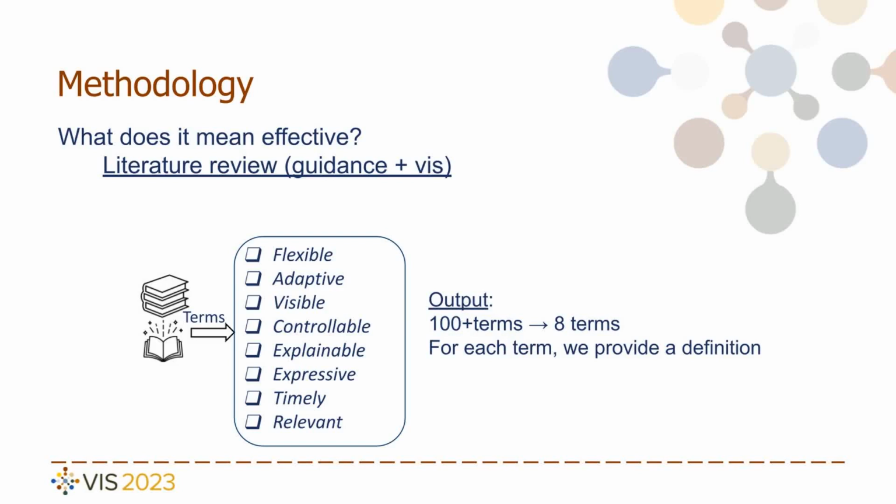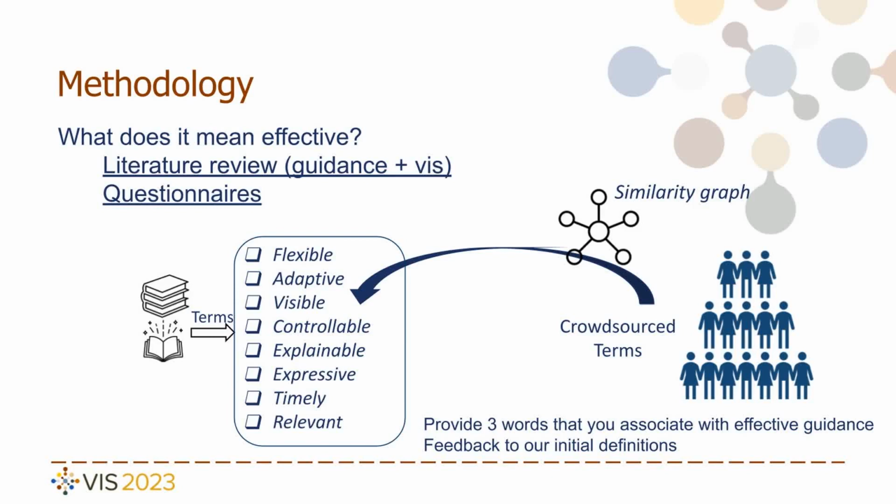So, we performed a thorough literature review comprising evaluation approaches. The result of this phase was a set of more than 100 terms and words, which we eventually reduced to our final list of 8 quality criteria. In parallel to the literature review, we also sent out a set of questionnaires to ask visualization experts their opinions about the effectiveness of guidance. In particular, we asked them to provide at least 3 words that they mostly associated with effective guidance.